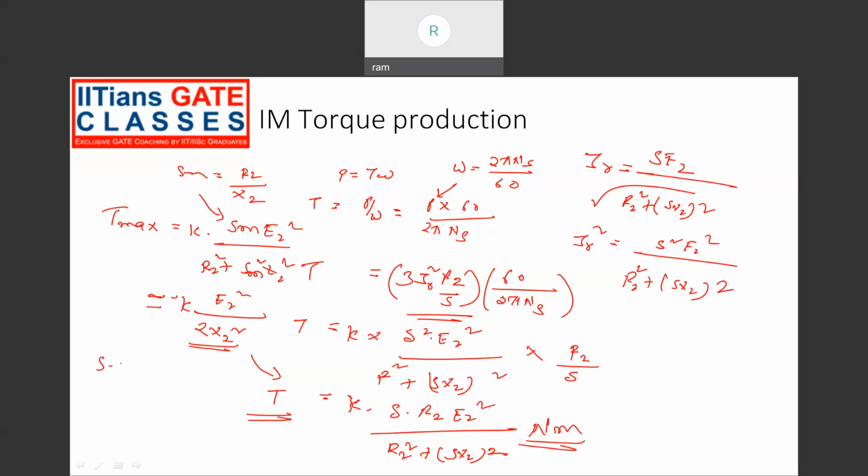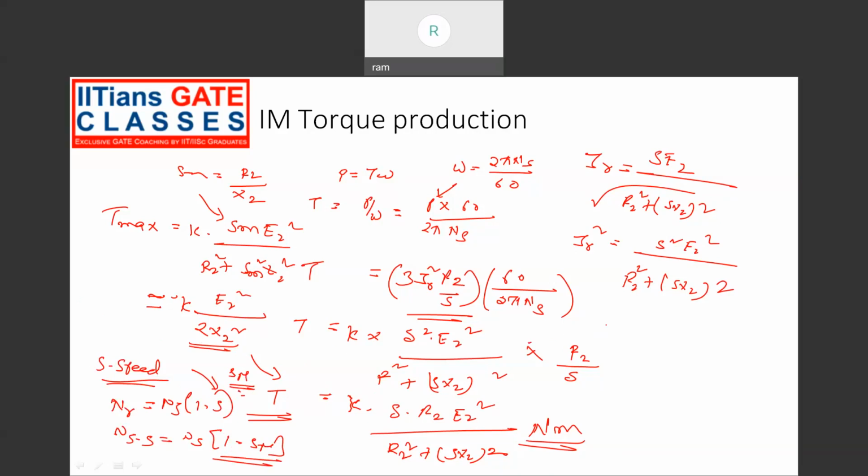There is one more term called stalling speed. Stalling speed is the speed of the induction machine at maximum torque. Generally we know that NR equals NS into 1 minus S, right? If this S becomes Sm, the corresponding speed is called the stalling speed. So that is NS into 1 minus Sm. So we have maximum torque. This is the general torque expression.